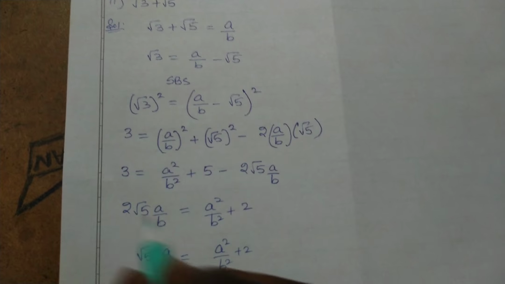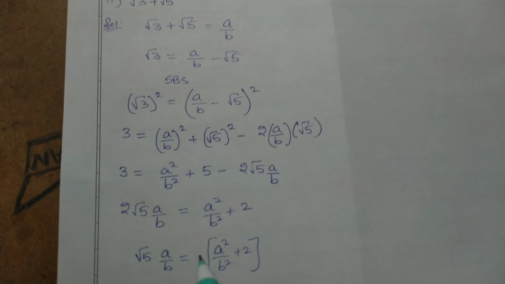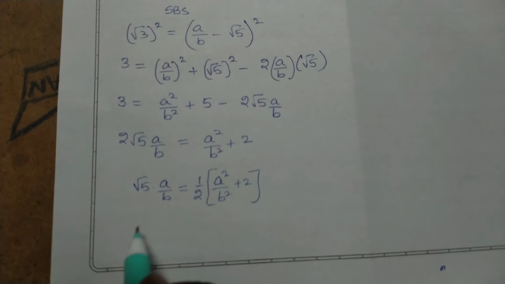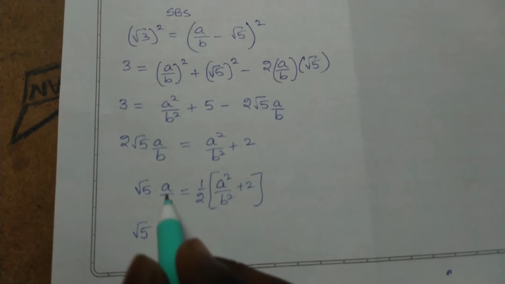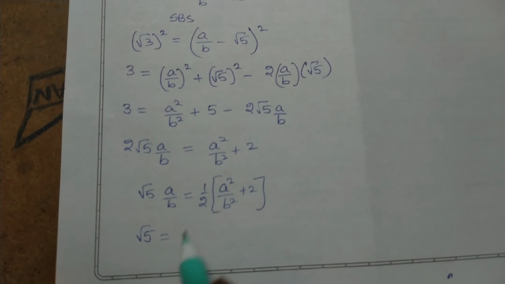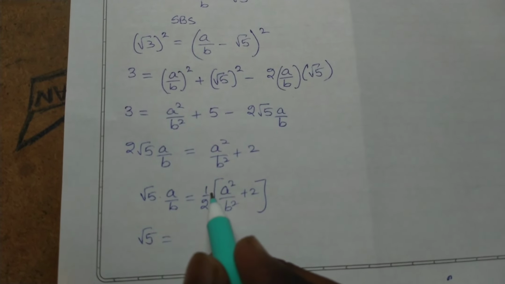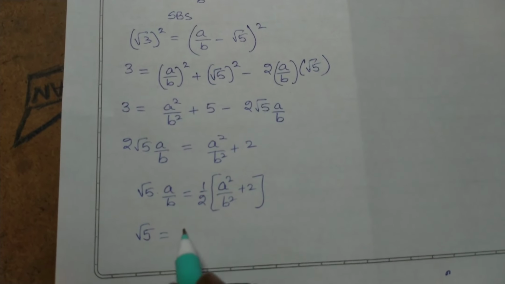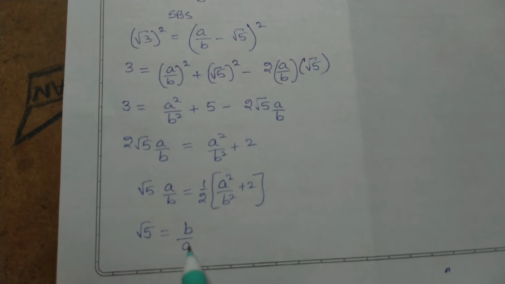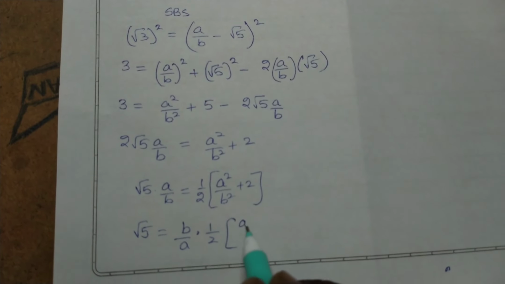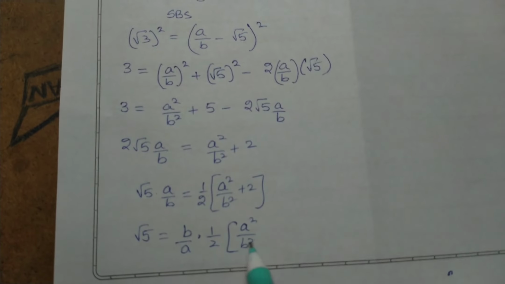If this 2 is multiplying here, it will become division, right? So 1 by 2, I am sending this to this side. Here, root 5, you send this b, a by b, this side, it will become b by a. That means b is getting division here. If this goes this side, it will become multiplication. So that's why b by a, it will become just reverse. b by a into 1 by 2, a square by b square plus 2.